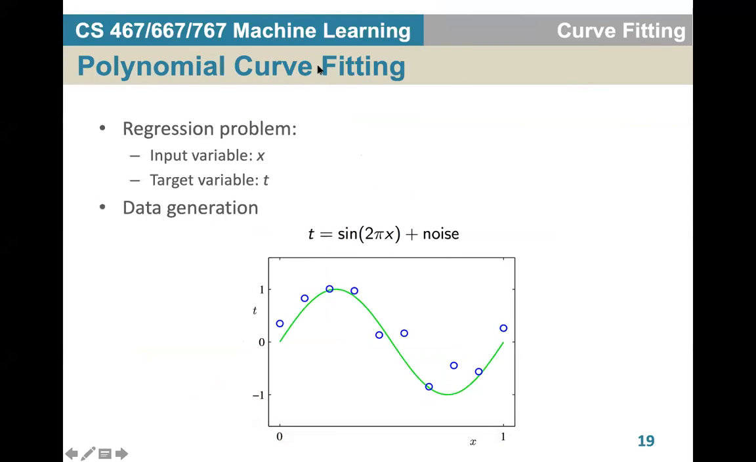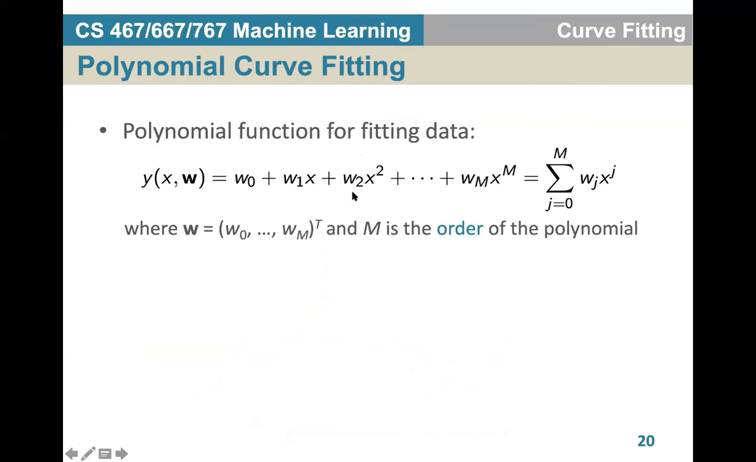Now, if we have these blue dots, we want to learn a mapping from x to t, to predict t for a new x. Let's say we see another x here. What should be the t here? We want to learn such a model, and we don't know it's sine. So what we can do, for example, is use a polynomial function to learn it.